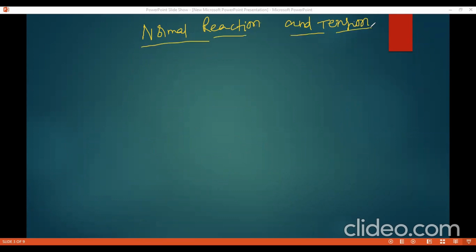Next, the other kinds of forces. Those two you can easily understand. Now, normal reaction and tension. What are these kinds of forces? Let us observe. Normal reaction is also a contact force, no doubt, but it is perpendicular to the surface. Okay, it is perpendicular to the surface. You take a table.